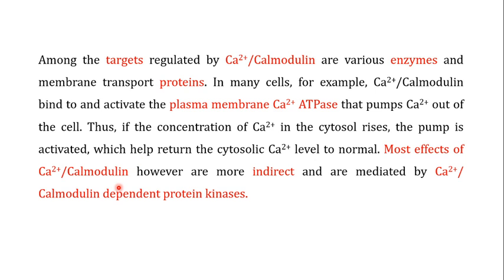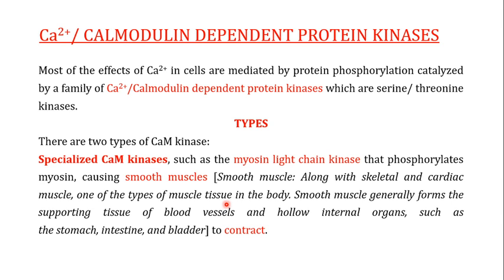However, most of the effects of the calcium calmodulin are indirect, and they are mediated by the calcium calmodulin dependent protein kinases. The name is very clear: the activity of these protein kinases is dependent on the calcium calmodulin complex. So the calcium calmodulin complex can work directly by activating, like the plasma membrane calcium ATPase, but most of its actions are indirect, mediated through this special class of kinases. This means that when the concentration of calcium increases in the cell, it makes the calcium calmodulin complex, and this complex will then be responsible for the activation of these protein kinases.